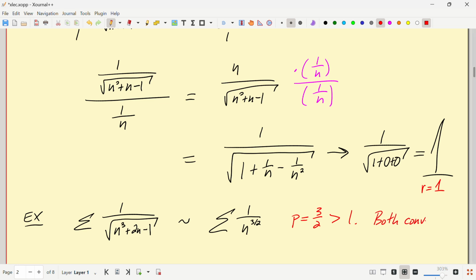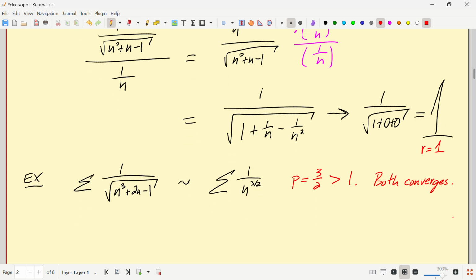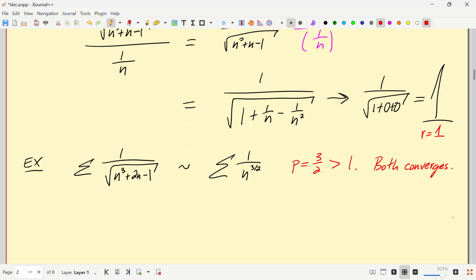I won't do that limit to do the limit comparison test, but it's a very similar calculation. Let's see, should I do it? What would I do? I'd multiply the top and the bottom by 1 over n to the 3/2 and do the same thing. Anyway, it's fairly straightforward. Questions about anything?